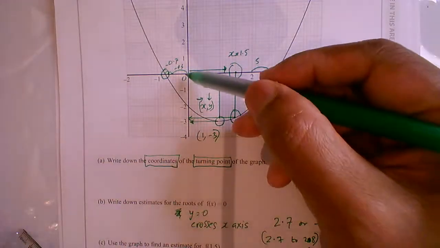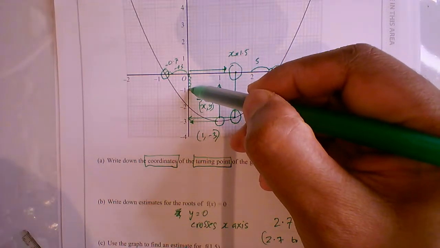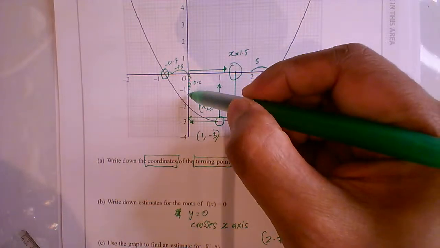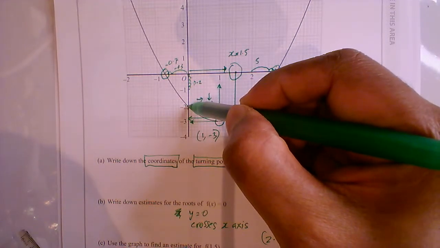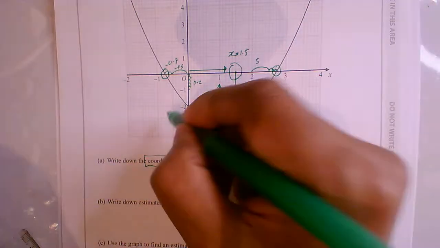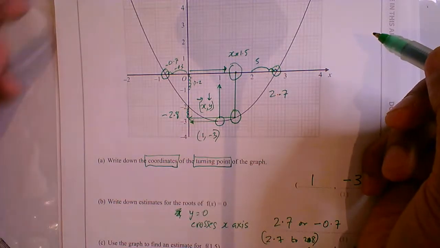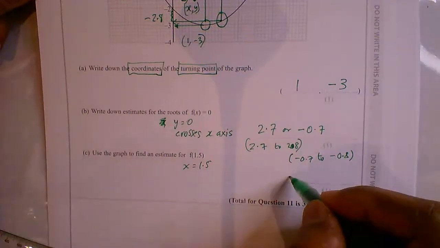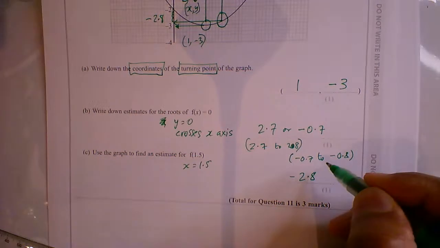Now I've got to be careful about this. Here there are 5 squares to get to 1, so each little square is 0.2. So I've got 2, minus 2, then 1, 2, 3, 4 squares. So that's minus 2.8. So I'm going to write my answer as minus 2.8.